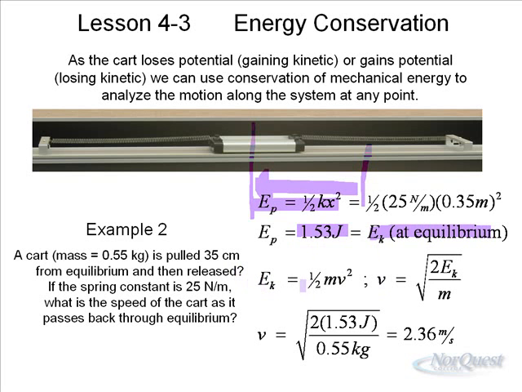And since kinetic energy is 1/2 mv squared, solving for v, we take v squared and isolate it by multiplying by 2, dividing by m, and then of course to isolate for v, we take the square root. So v is equal to the square root of twice the kinetic energy over m. Since the kinetic is equal to the potential, then 2 times 1.53 divided by the mass gives you 2.36 meters per second. That will be the speed as it passes through equilibrium. Once it gets beyond equilibrium, it will start to move away from equilibrium again. It will lose some of that speed because the kinetic is turning into potential.